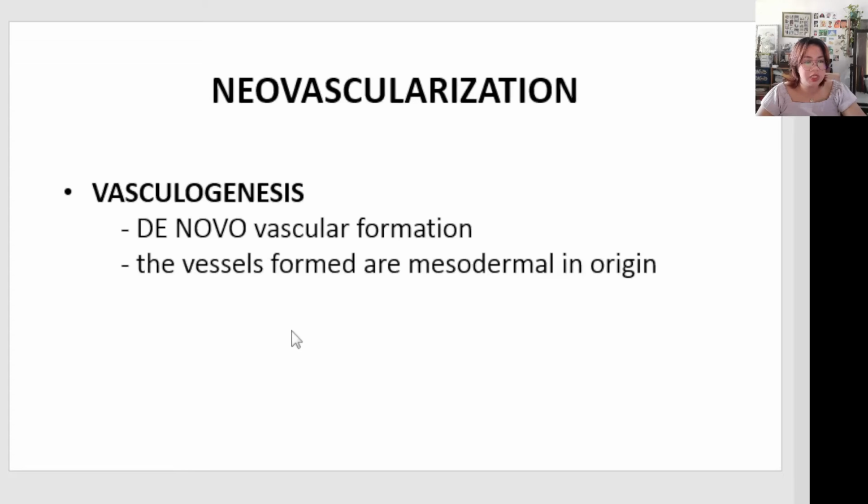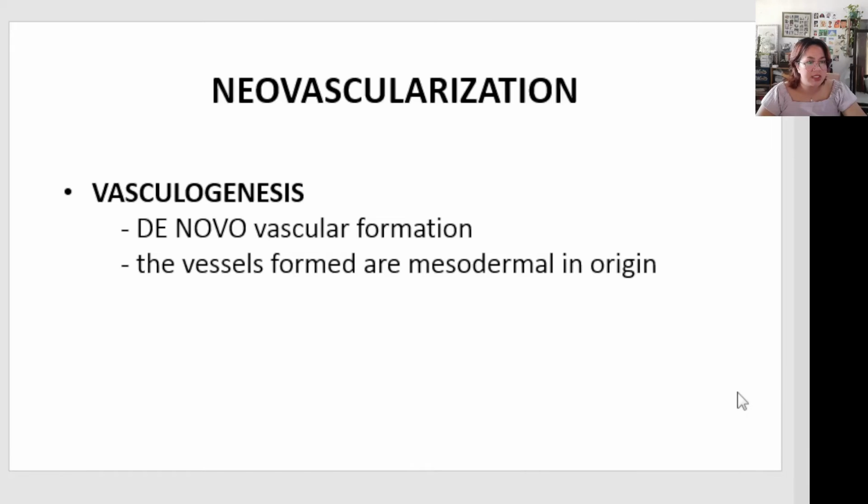So here are the two types of neovascularization. The first one is vasculogenesis, which is the process of new blood vessel development. It is the de novo vascular formation, meaning from the beginning. It occurs in the embryo. The vessels formed are mesodermal in origin. For example, skeletal muscles, bone, cartilage, joints, connective tissues, muscles, etc.